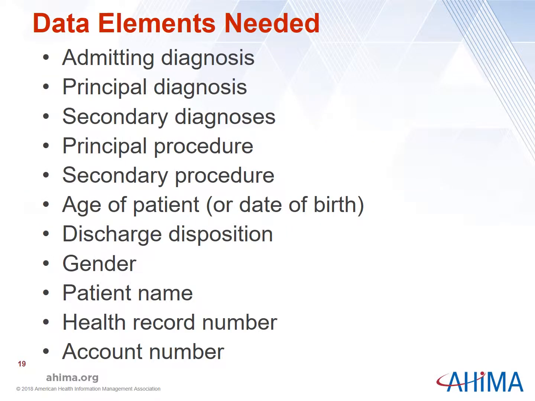Some common data elements in an encoder or grouper are admitting diagnosis, principal diagnosis, secondary diagnosis, principal procedure, secondary procedure, age of patient or date of birth, discharge disposition, gender, patient name, health record number, and the account number.